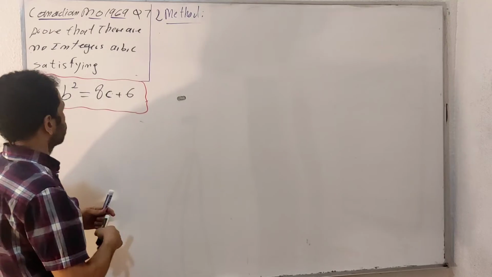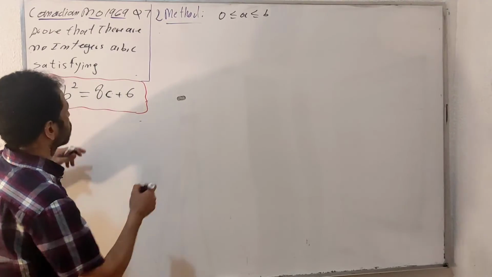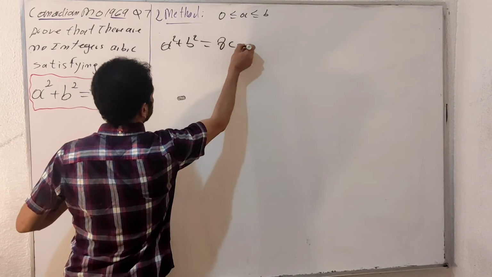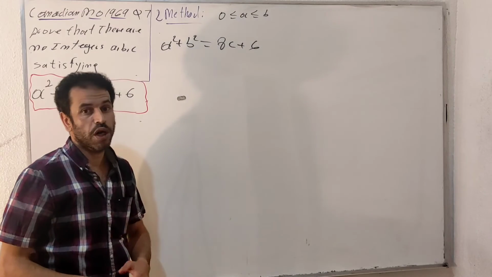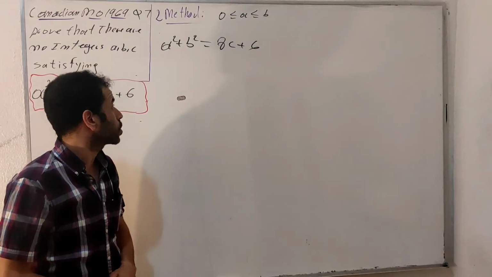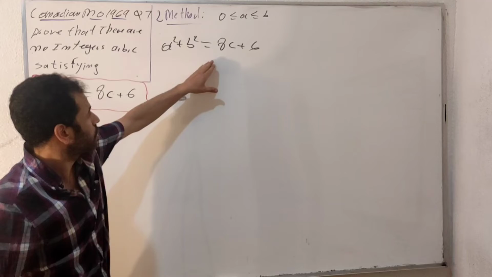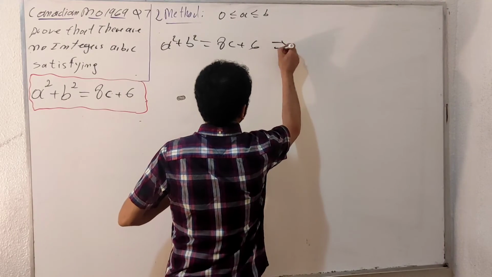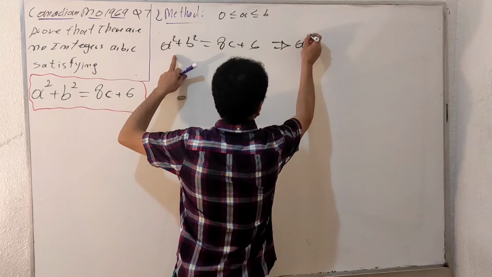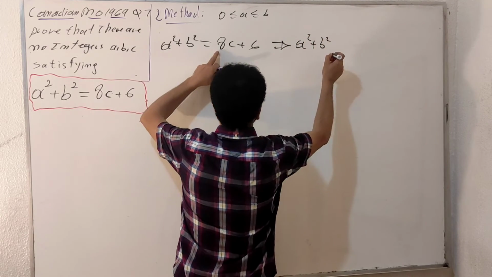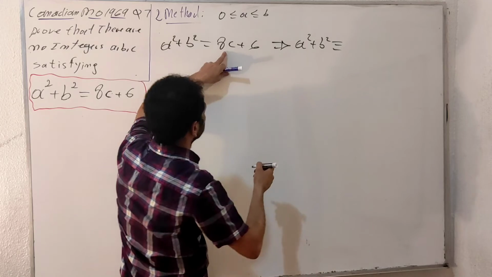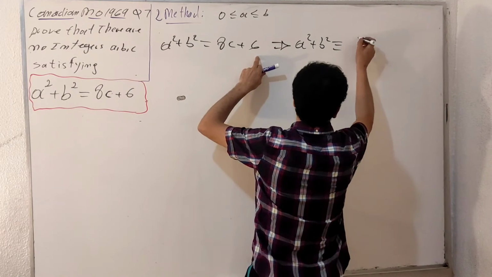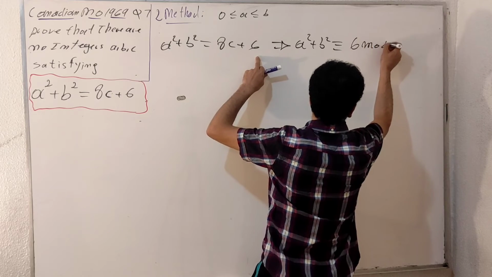Okay? So for the second method, I have these two terms: a squared plus b squared equals 8c plus number 6. Okay? In this method we are going to use the congruence notion. So I'm going to reduce this to mod 8. So this exactly gives us a squared plus b squared is congruent to, this one goes to 0 because we are reducing it mod 8, so we'll have 6 as a remainder, 6 mod 8.